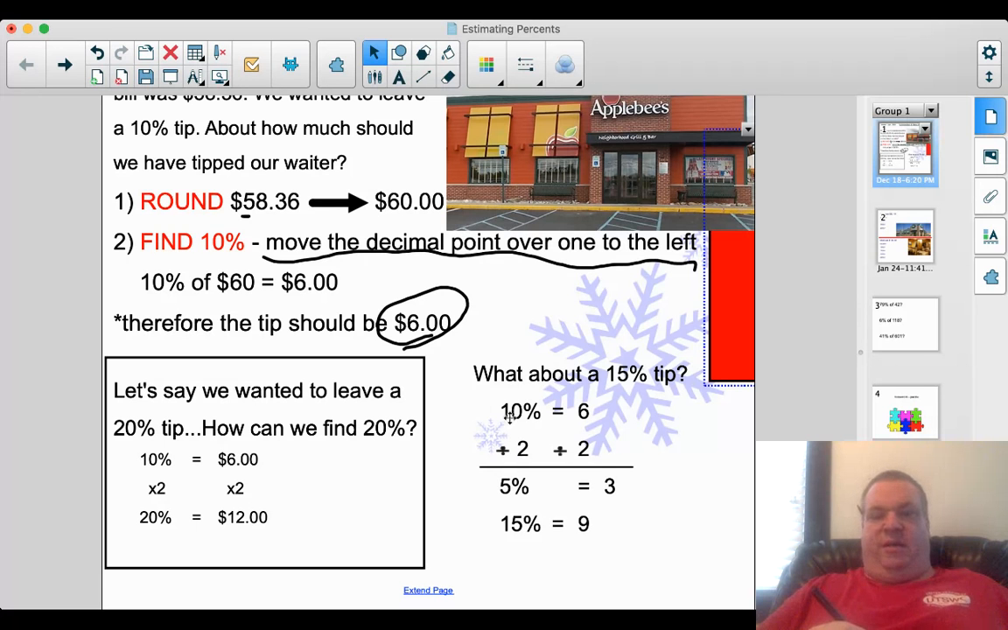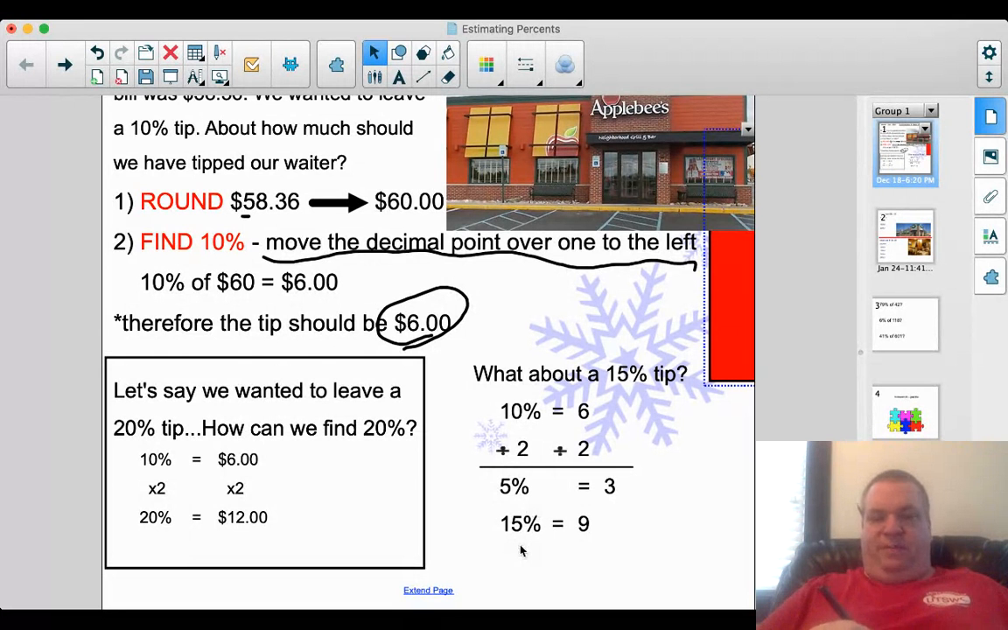Right? So if you have 10% and want to get 5%, you would just have to cut it in half, right? So if 10% is 6, just divide that by 2. That means 5% is 3. Okay? So we can build the tip out of these little bits of 10% and 5%.